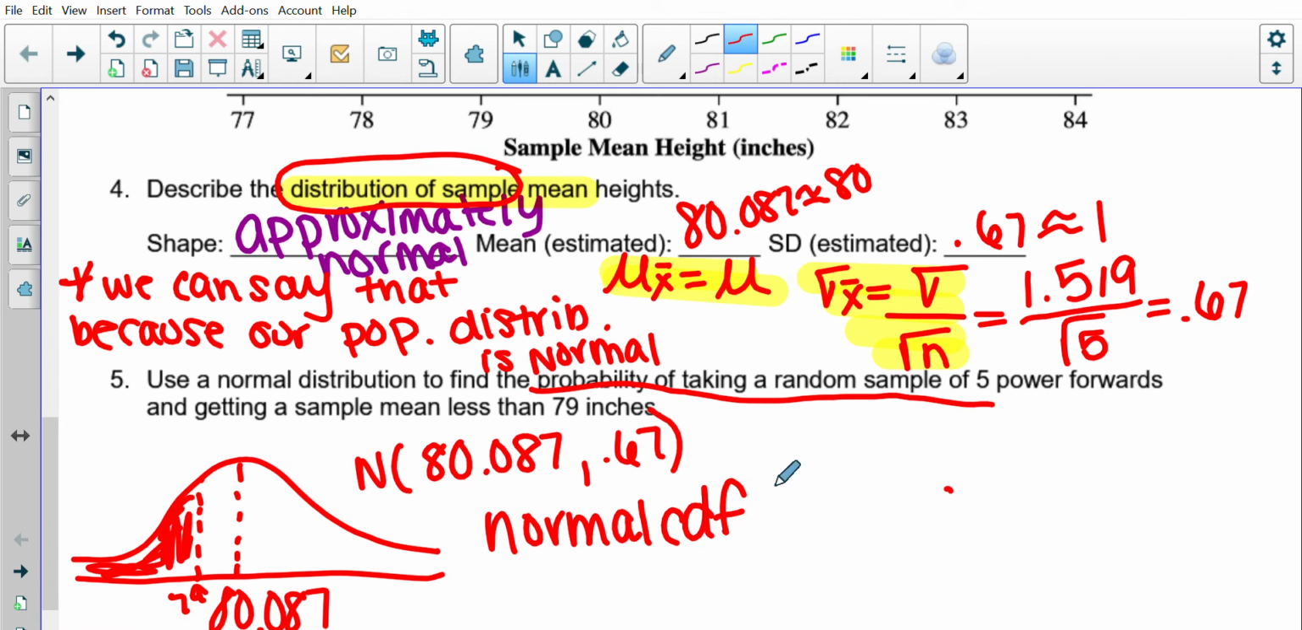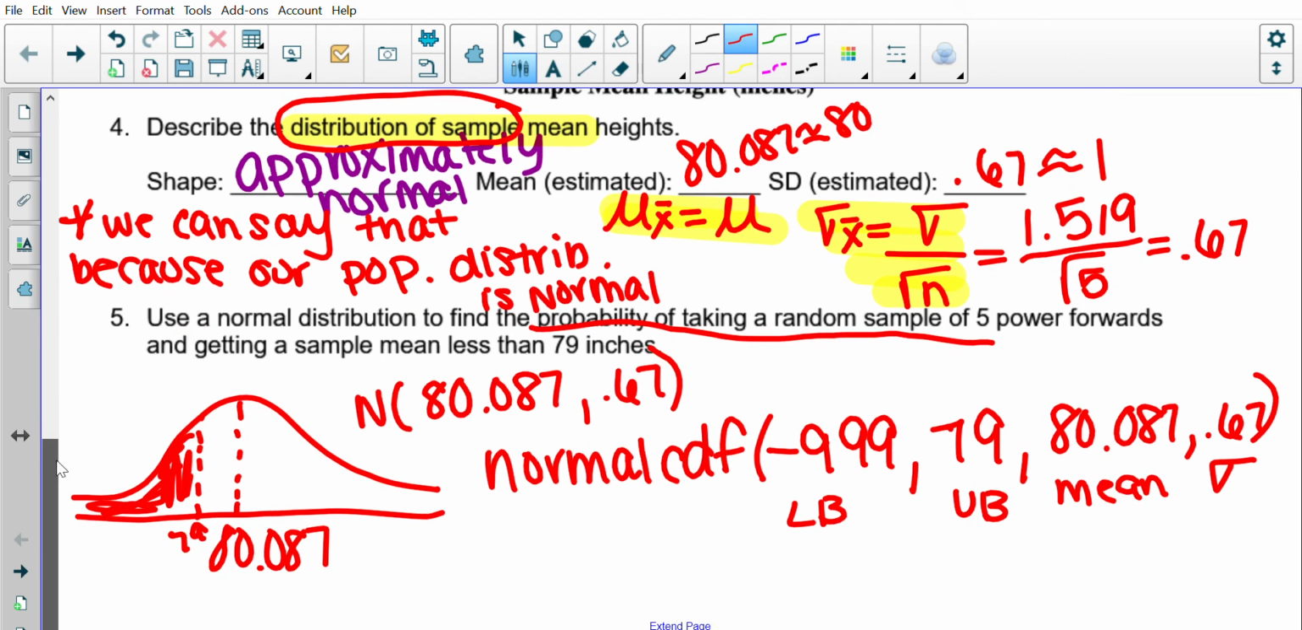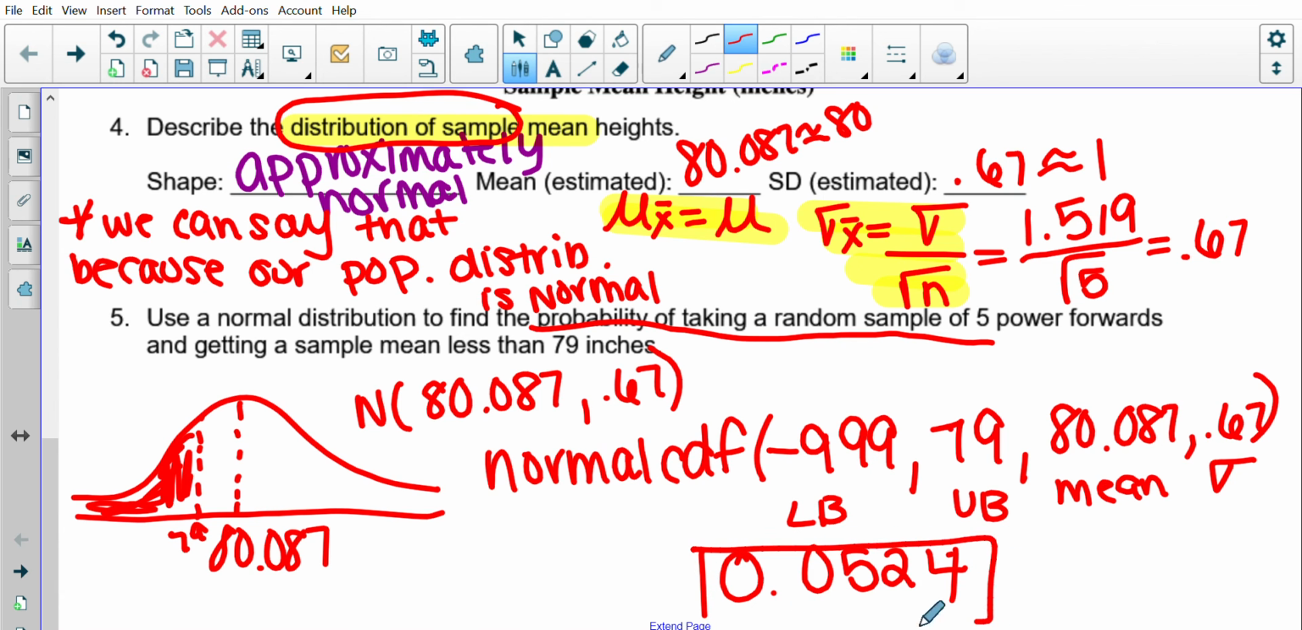So normal CDF, negative 999, 79, 80.087, 0.67. Remember, this is your lower bound, upper bound. This is your mean. This is your standard deviation. When I put that into the calculator, I got 0.05236, so I'm just going to round it to 4. Okay, so this was a quick lesson.